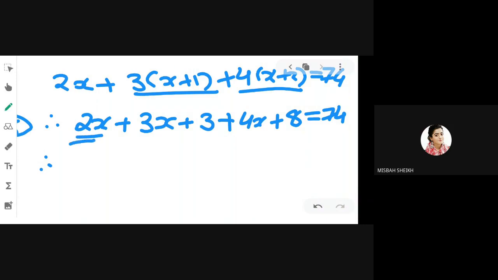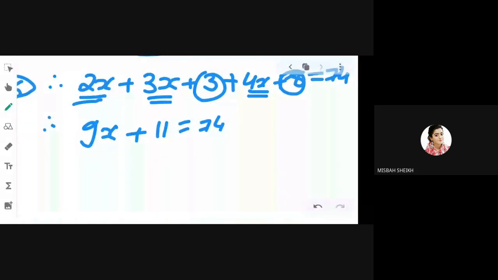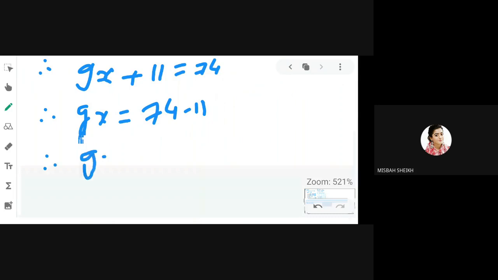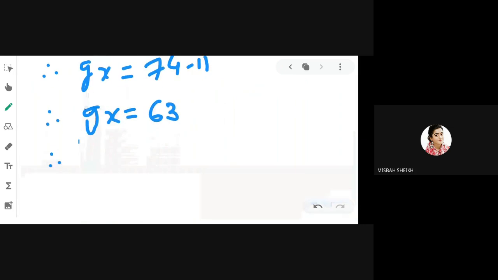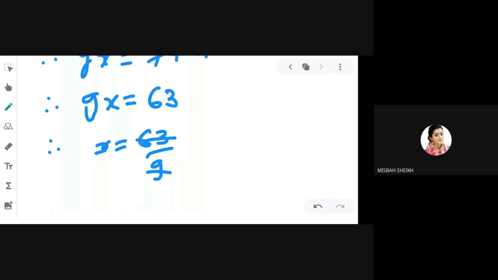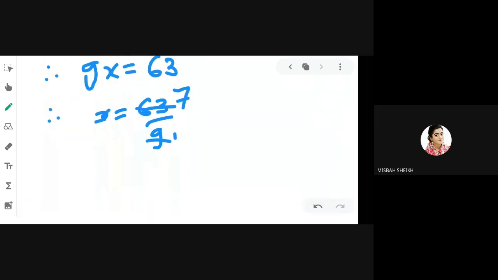Now you can see we are adding these like terms: 2x plus 3x is 5x, and 5x plus 4x is 9x. Then 3 plus 8 is 11, equal to 74. So 9x is equal to, we are taking 11 to the right side, so it is negative, 74 minus 11, which is 63. So we get x is equal to 63 by 9. And we know that 9 ones are 9 and 9 sevens are 63.